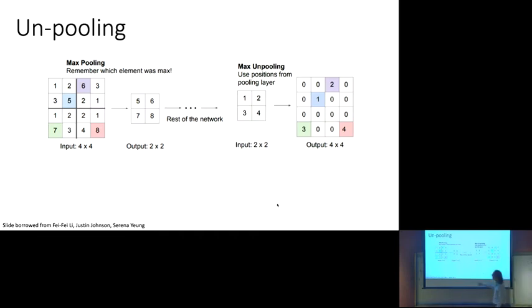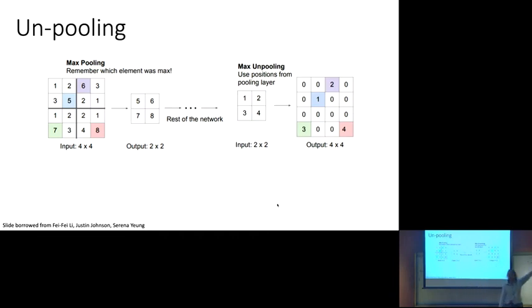So if you remember that originally you started off with something like this. Here's a box. And the 5 was the max in this block, right? And then the 6 was the max in this block. The 7 was the max in this block. And the 8 was the max in this block, right? So then you went from this entire block down to this. Then you have a bunch of network stuff happening. And now you have this small thing. You need to unpool it.